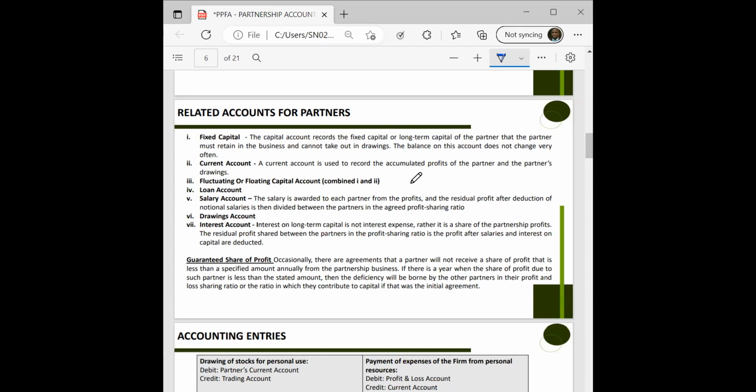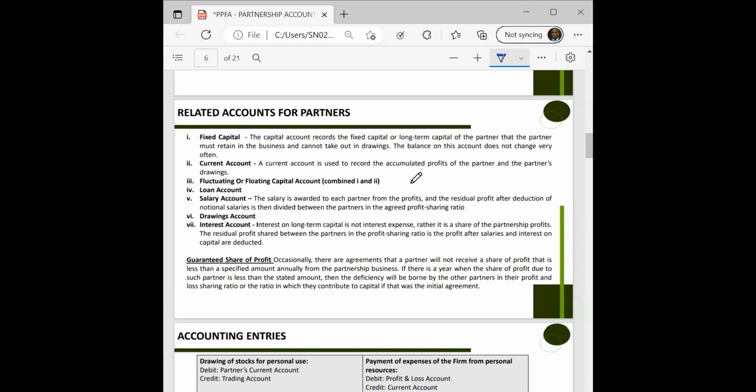So the first one is a fixed capital, where it's a fixed amount, usually for long term, and does not usually change, while the current account can be changing, like the way the sun comes up and goes down every day, right? So it stores the accumulated profits, right? And it also takes care of drawings of the partnership.